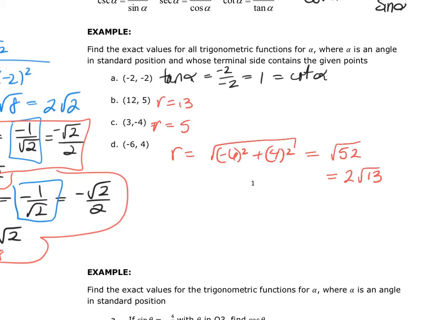So if 52 has a perfect square embedded in there, and they're like, did you tell them that that's what they had to do?